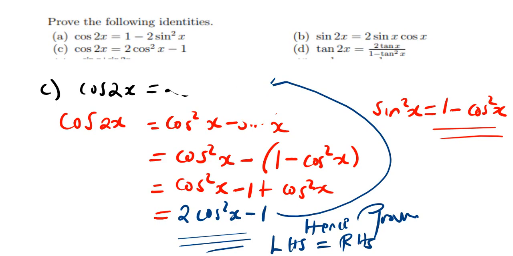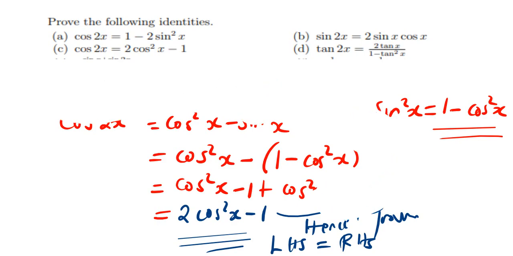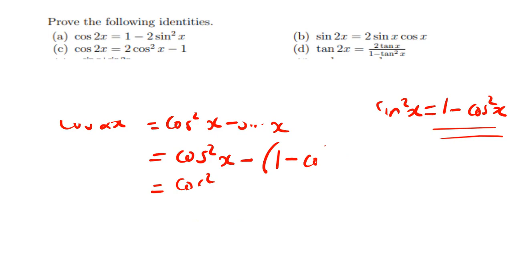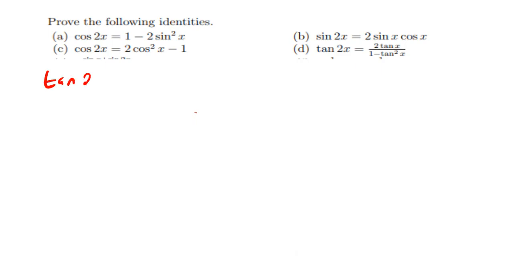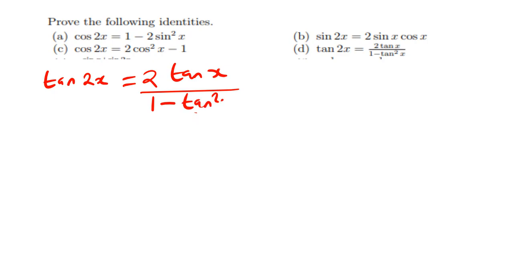Let's solve the last question on this, on proving on tan. So how are you going to prove for tan? We're trying to prove tan 2x is equal to 2 tan x over 1 minus tan squared x.